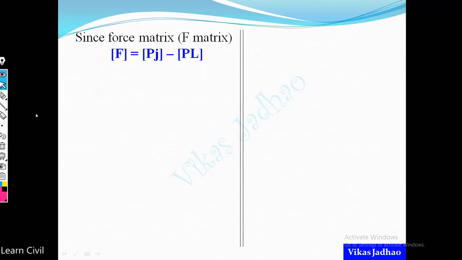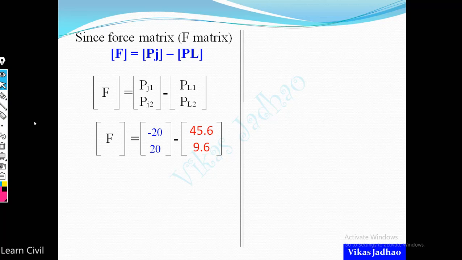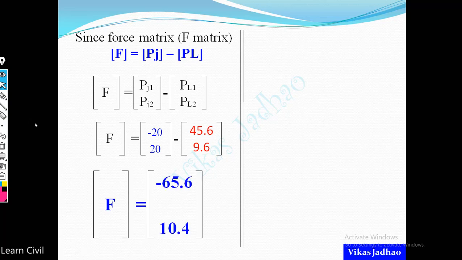Since we have force matrix is equal to PJ matrix minus PL matrix, just substitute the matrix values here. We get the force matrix equal to minus 20 and 20 minus this PL matrix, that is 45.6 and 9.6. So finally we get the force matrix like this, that is minus 65.6 and 10.4.